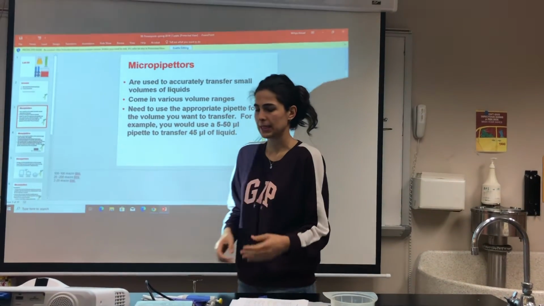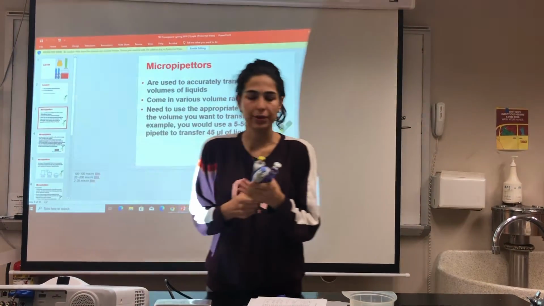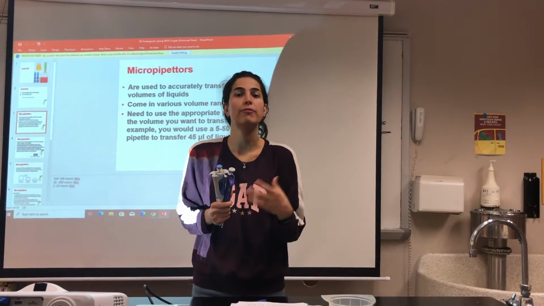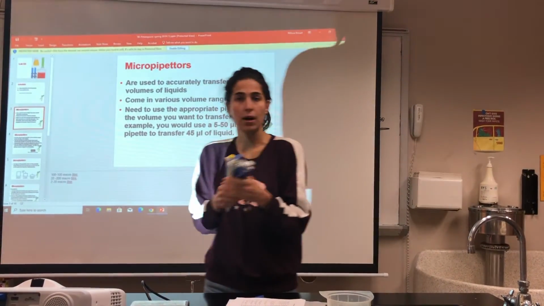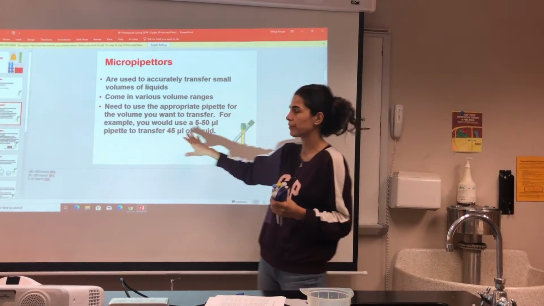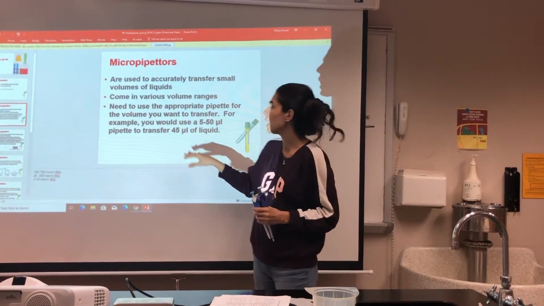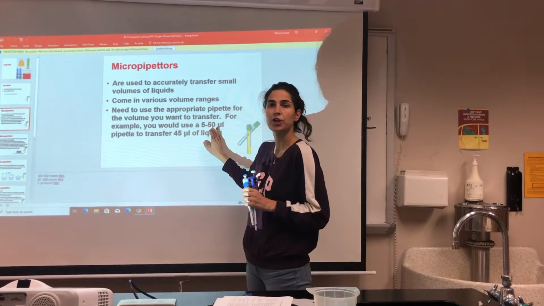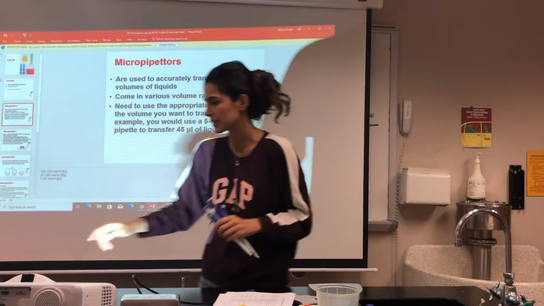So the micropipette is the device which we use to accurately transfer the small volume of liquid. It comes in different ranges, and if you want to transfer 45 microliter of liquid, you have to make sure that you use the micropipette which is in range of 5 to 50 microliters.